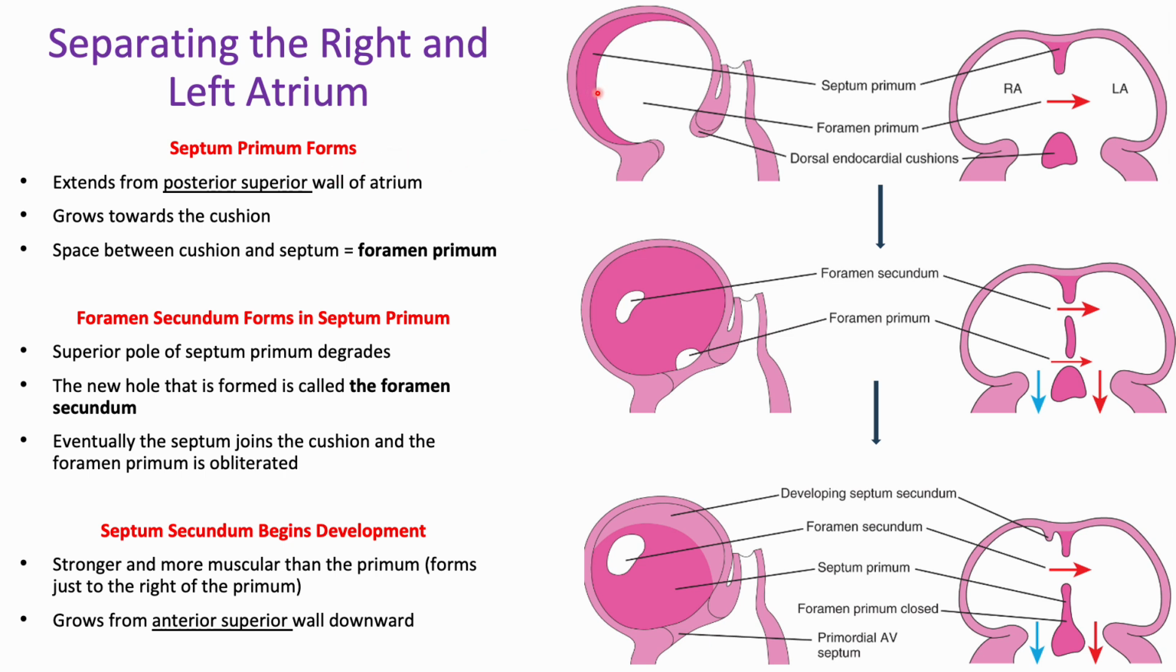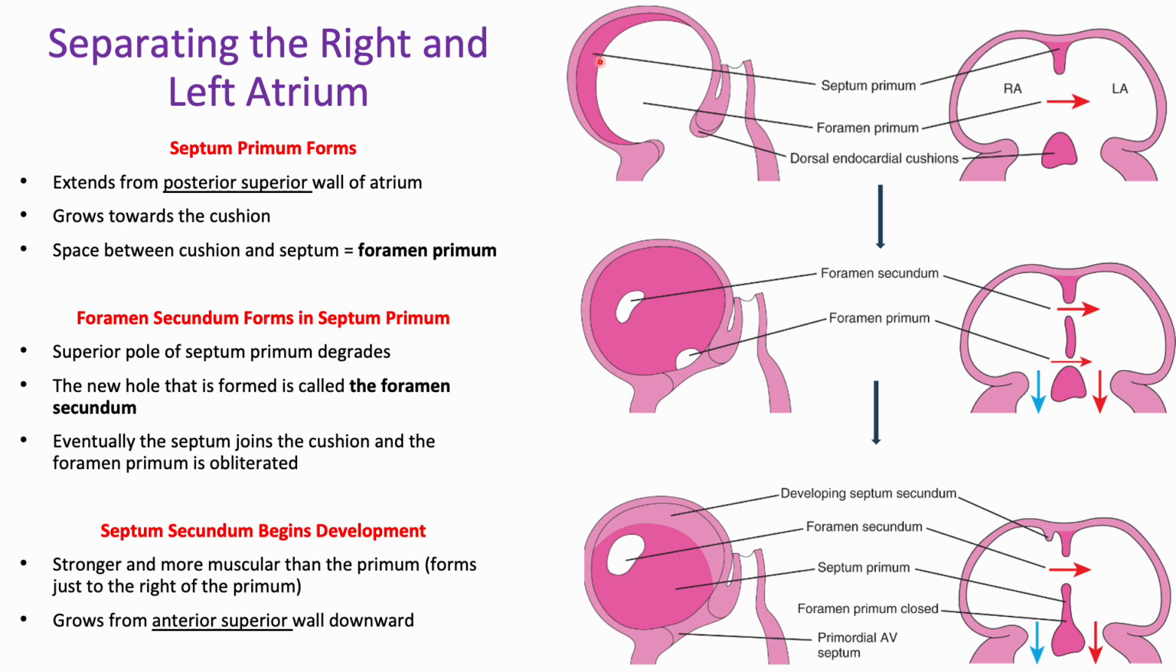So initially, we're going to form a crescent-like structure that's going to rise from the posterior superior wall of the atrium, and it's going to be growing towards the endocardial cushions, which are located here. Okay, this initial structure is called the septum primum. Okay, makes sense. It's going to be the first septum or division that we're forming, so it's going to be called the septum primum, and it's growing towards the cushions.